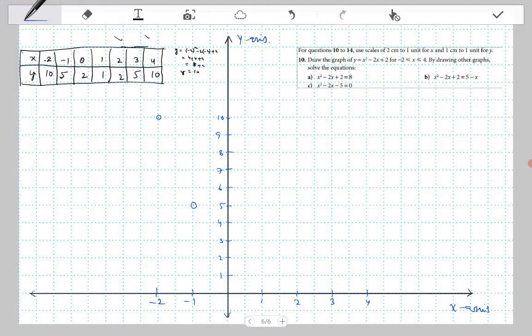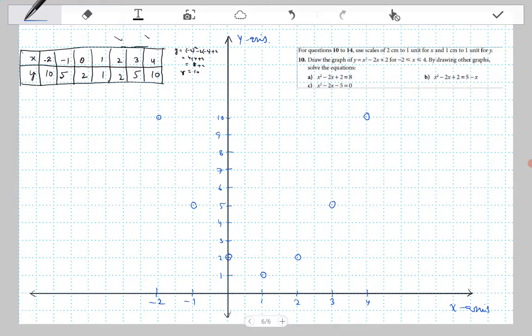On x-axis -1, at y-axis 5, and at 0 it is 2. At 0 it is 2, means this is actually the y-intercept, so it's here. At 1 it is 1, so it's here. At 2 it is 2, so again it comes here. At 3 it's 5 again, so it comes here. At 4 it is 10, so it comes here.